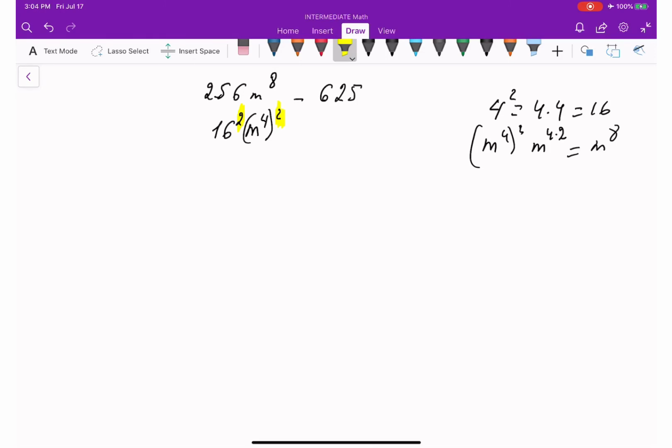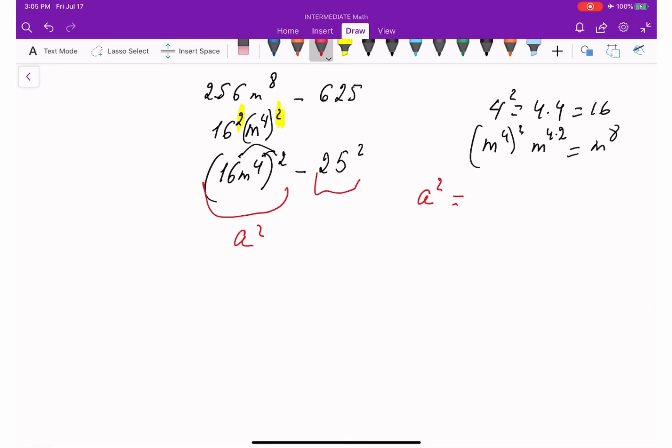So, back to our problem. So we have 16 squared m to 4 squared, which is, might as well write down 16 m to 4 squared. Okay? Take these two as a common exponent, take out. So if anytime I distribute, I will get the same thing. 16 squared m to power 8. And minus 625 is 25 squared. Okay, so what we are going to do from here, my a squared is, let me write down here, this is going to be my a squared, this is going to be my b squared, right? Minus, from here, my a is going to be 16 m to 4, right? And b is going to be 25.